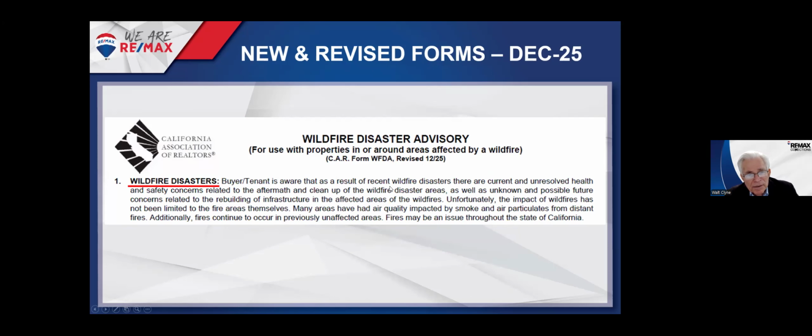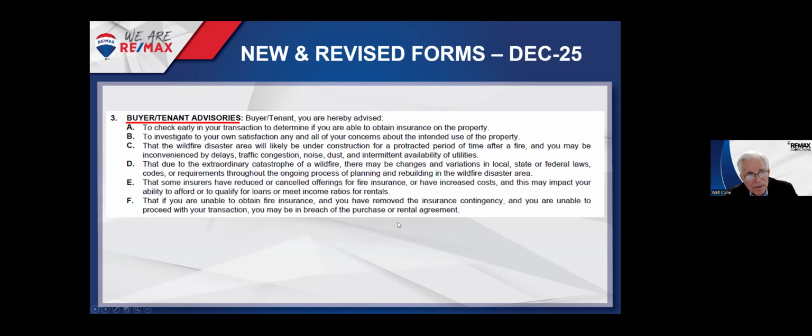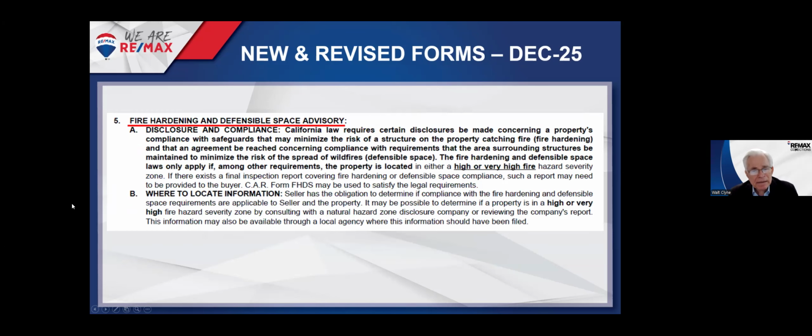So the form, the advisory, this is just an advisory. It's not a contract. It's an advisory. So it talks about wildfire disasters. It discusses certain issues regarding wildfires. It gives buyers tenant advisory. It provides resources. And now paragraph 5, it clarifies exactly what we're talking about here as far as disclosure and compliance to civil code. So California law requires that disclosures be made in certain cases regarding the risk of a structure on the property catching fire.